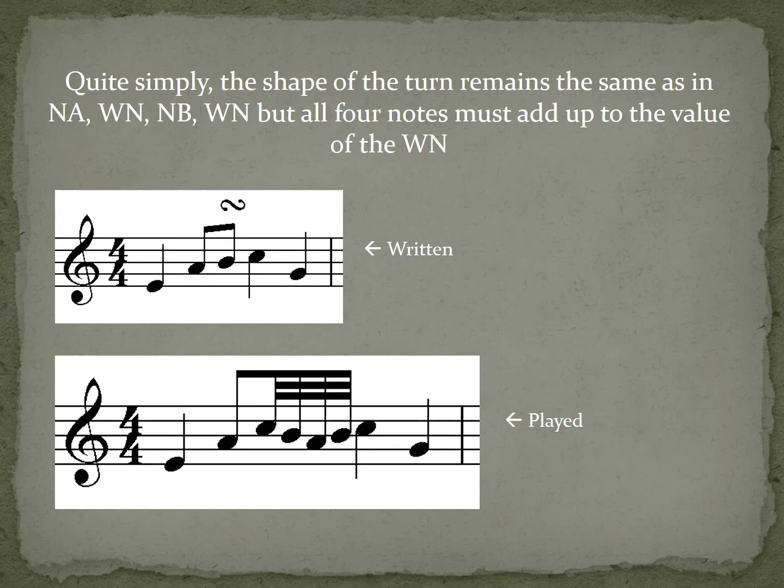Well, again, quite simply, the shape of the turn always remains the same as we showed on one of the first slides. Always the note above, back to the written note, the note below, and then back to the written note again. But this time all four notes, instead of adding up to a value of a crotchet, must in this case add up to the value of the written note, which is a quaver. So therefore, as you can see in the answer where it said played, all those four notes are now demi-semiquavers, four of which add up to one quaver, which in turn means that the bar will add up rhythmically correct.